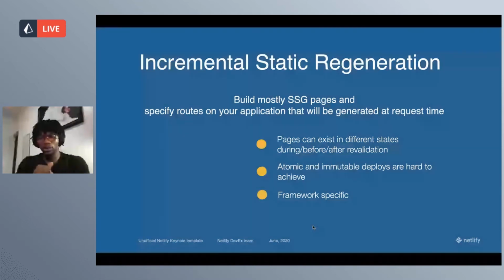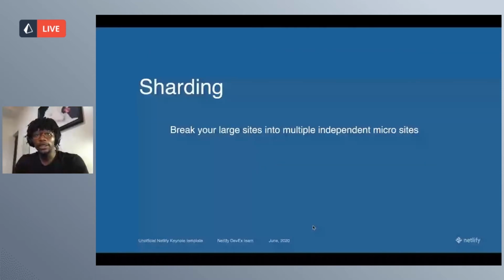How do I solve it for long build times on the Jamstack? Another solution that has come up in the community is sharding, which basically means splitting your large sites into multiple independent microsites, right? This is something that I recently made a YouTube video about, on how you can split your large Jamstack sites into multiple microsites.